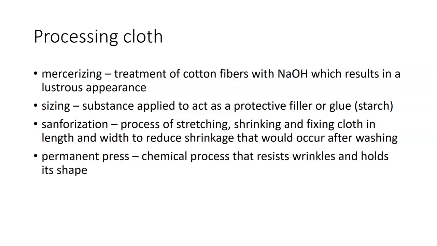We've got permanent press. Permanent press is a chemical process that resists wrinkles and holds its shape. A lot of people like permanent press stuff because it is very easy to put on. It's very quick. You don't have to go out and you don't have to send it off to be ironed. You just take it, you put it on, and boom, you've got it and you're going. Therefore, permanent press is a very interesting concept on material.